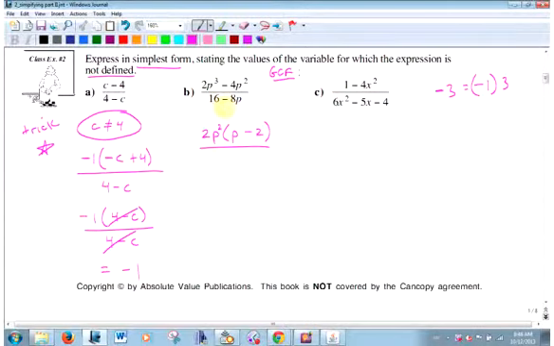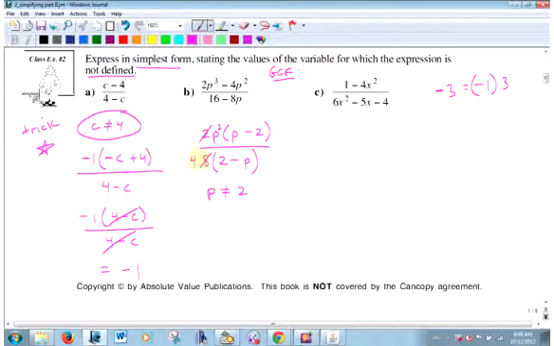On the bottom, what can I take out? I can take an 8 out. Okay, I got 2 minus p. Restrictions first. What can't p be? Yeah, if p is 2, that's a no-no. All right. Then, well, I can factor this. 2 goes into 8 4 times.